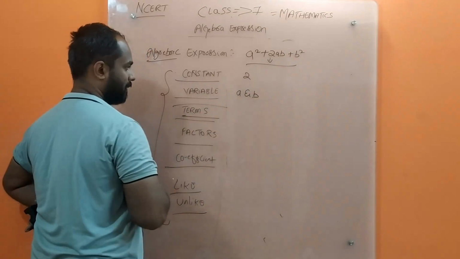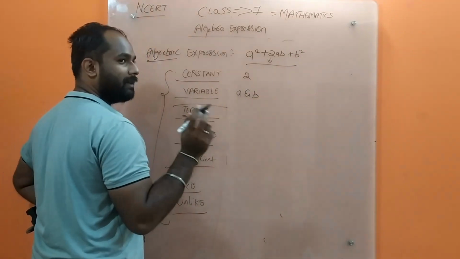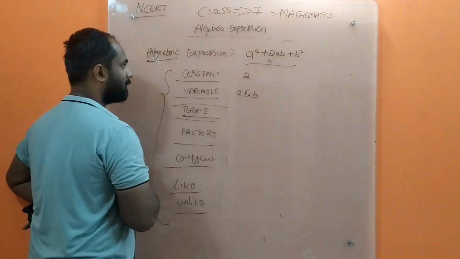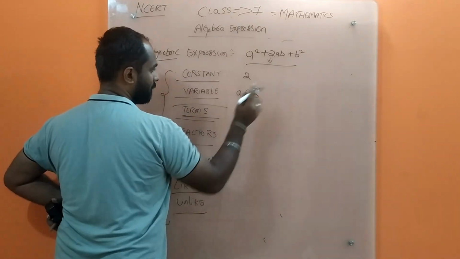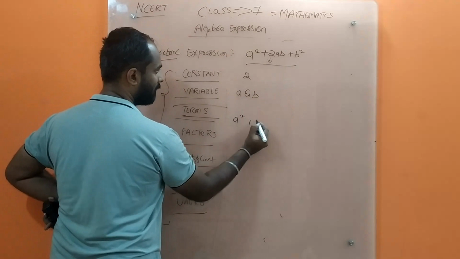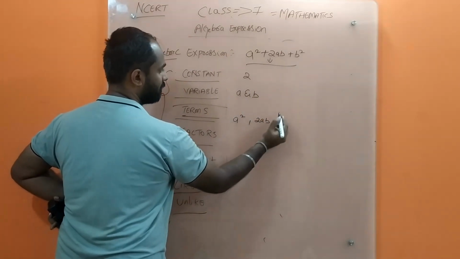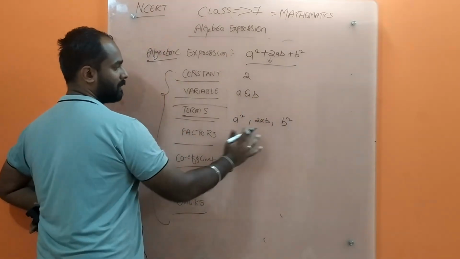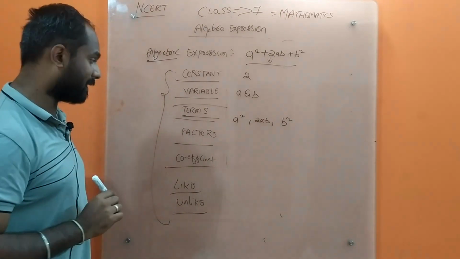A and b are your variables because this is an algebraic expression. Any values can be assigned to these. What are the terms? In this we have 3 terms. A square is one term, 2ab is one term, and b square is one term. 3 different terms.